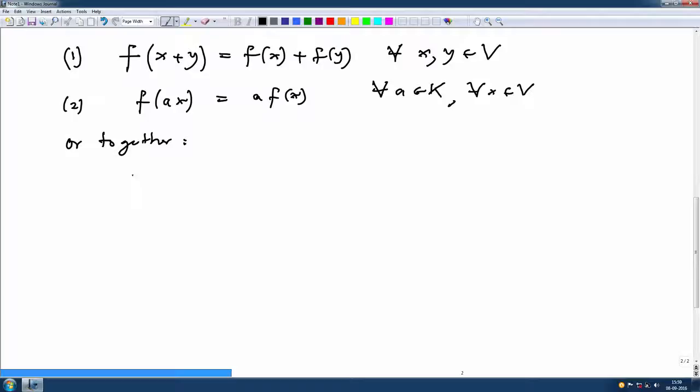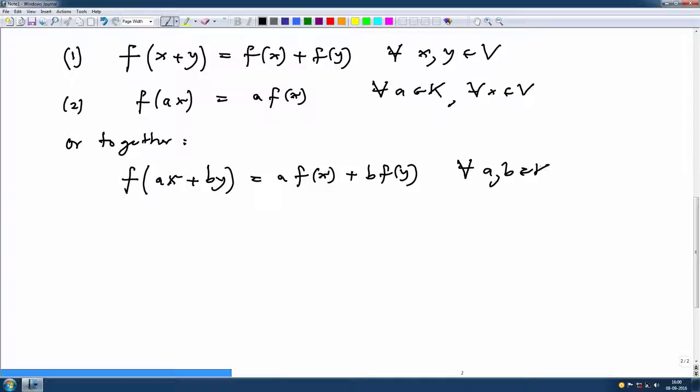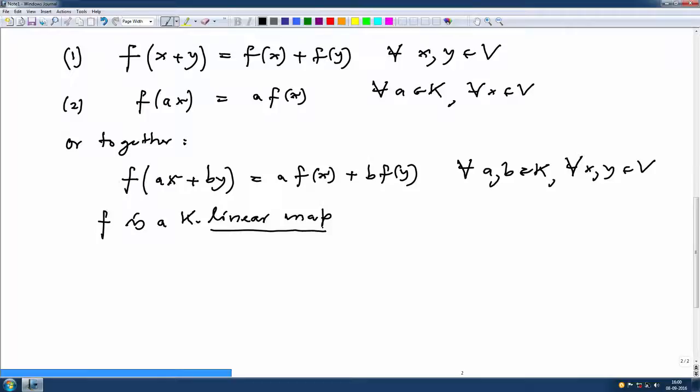If one wants to put both together in only one condition, we can rewrite it as f of Ax plus By equals A fx plus B fy for all scalars A, B in K and for all vectors x, y in V. Then we call f a homomorphism of vector spaces, or we will also just say that f is a K linear map. In this section we are going to study the set of all K linear maps from one vector space to the other vector space, and soon we will see some examples.